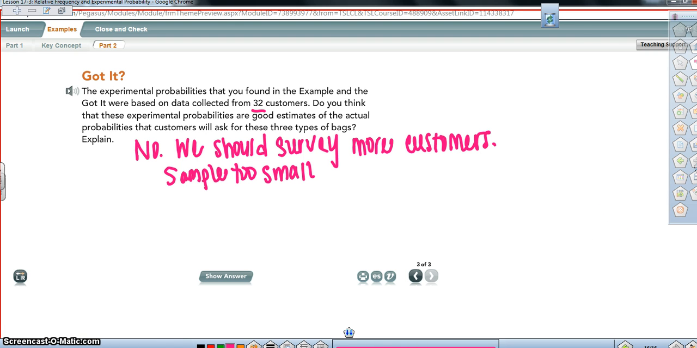All right, that's it for this lesson. Remember that this lesson was about relative frequency and experimental probability. These are based on how often something actually happens whenever you do a trial, and then out of the total number of trials to find out the chances of something happening.